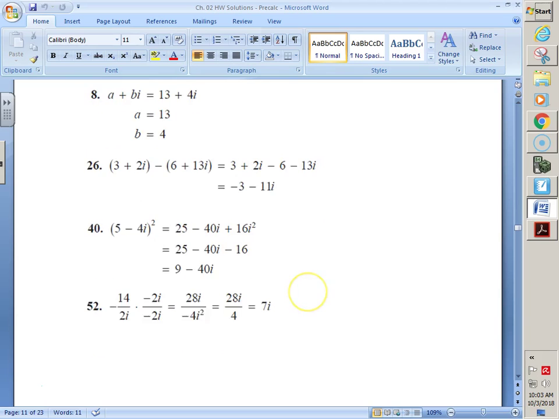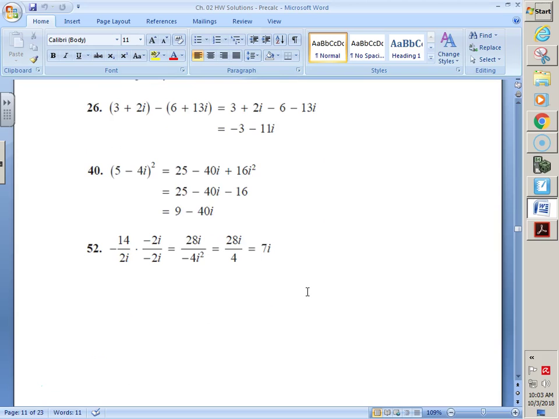Distribute the negative. Number 40. Did you kill a puppy or did you FOIL it? Had to FOIL it. A lot of you did that in class yesterday. You did it well. But the i squared becomes a negative 1. Negative 1 times 16 is negative 16, plus 25 is 9.